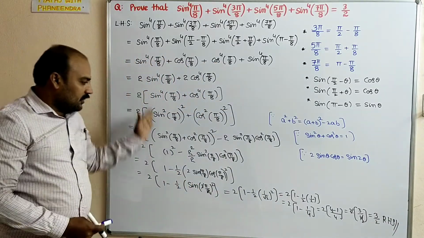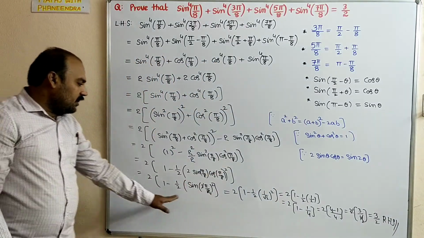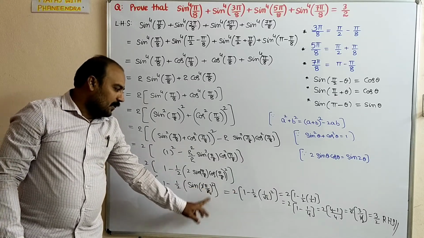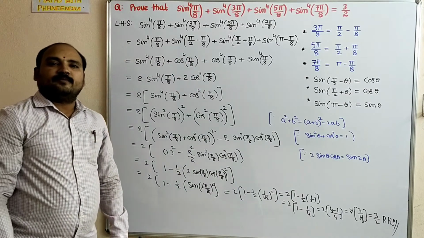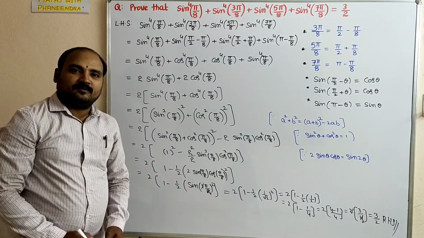Slowly you can do that. From there it is easy. Here we applied that sin pi by 4 is 1 by root 2. We know that. Substitute and simplify. We'll move to the next question.